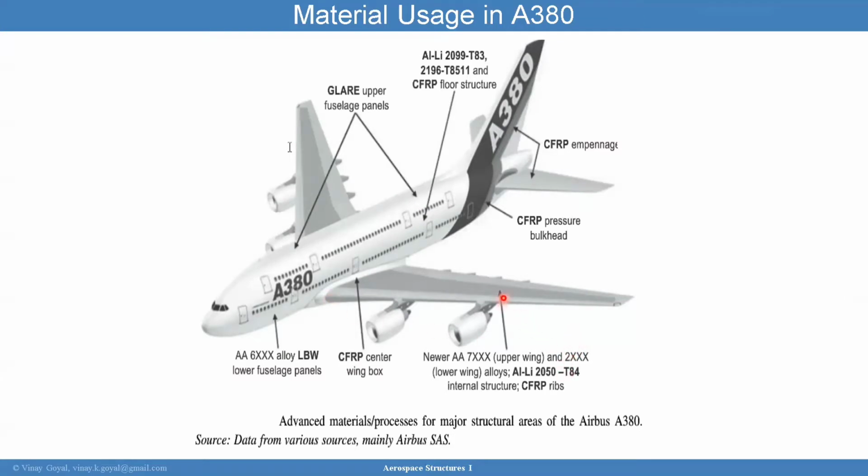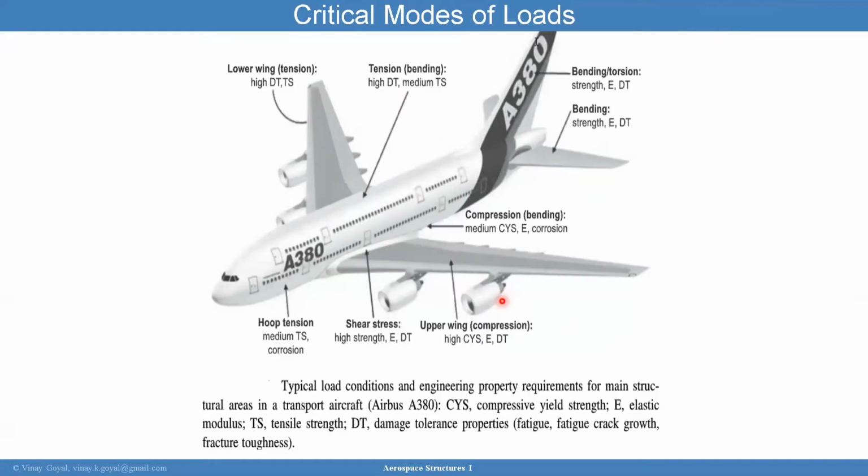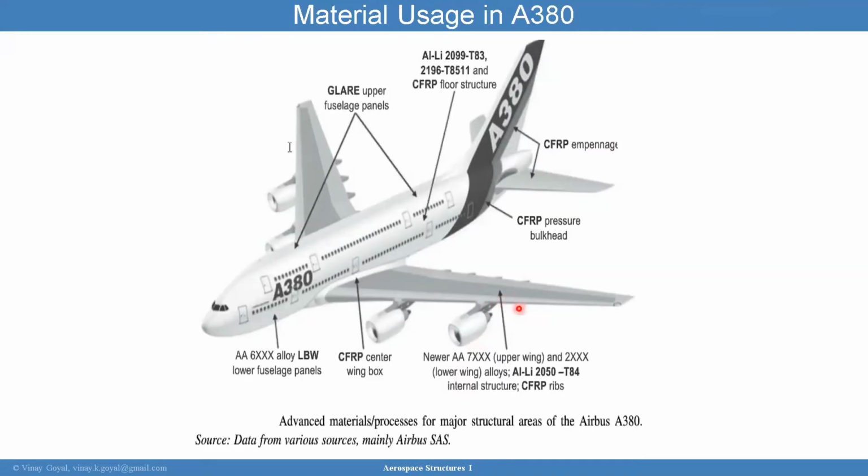Here at the very top, they use a newer alloy, and that was great because it gives you, for the upper wing, a great compressive yield strength. That's why that material was selected, and plus it gives you great damage tolerance. For the bulk pressure head, they used a composite fiber reinforced plastic, and also for the empennage. And the floor structure was also made of several materials.